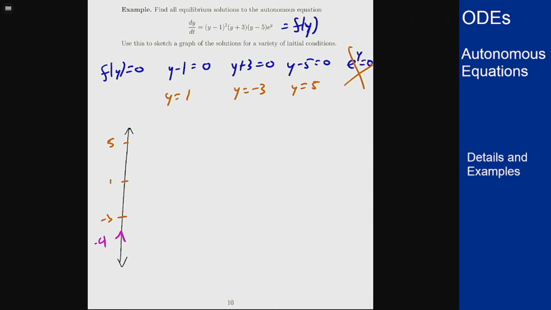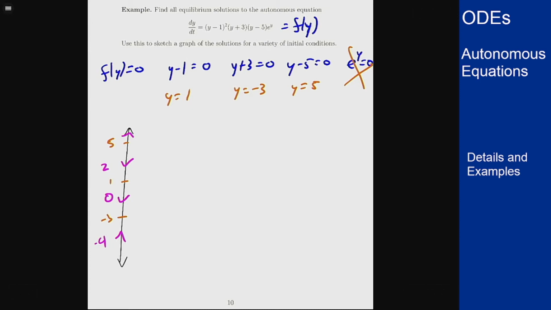If I plug in 0 for this one here, I will see 0 minus 1 is negative 1 squared is positive 1. I see a plus 3 here, a minus 5 here, and a positive 1 here. So plus, plus, minus gets me a negative sign, so that's going down. If I plug in 2 for up here, I will see 2 minus 1 is 1 squared is positive still. This is 2 plus 3, which is positive. 2 minus 5 is negative, so plus, plus, minus, plus is another negative sign, so that's down. If I plug in 6, every single term here is positive, so that gets me up here going away.